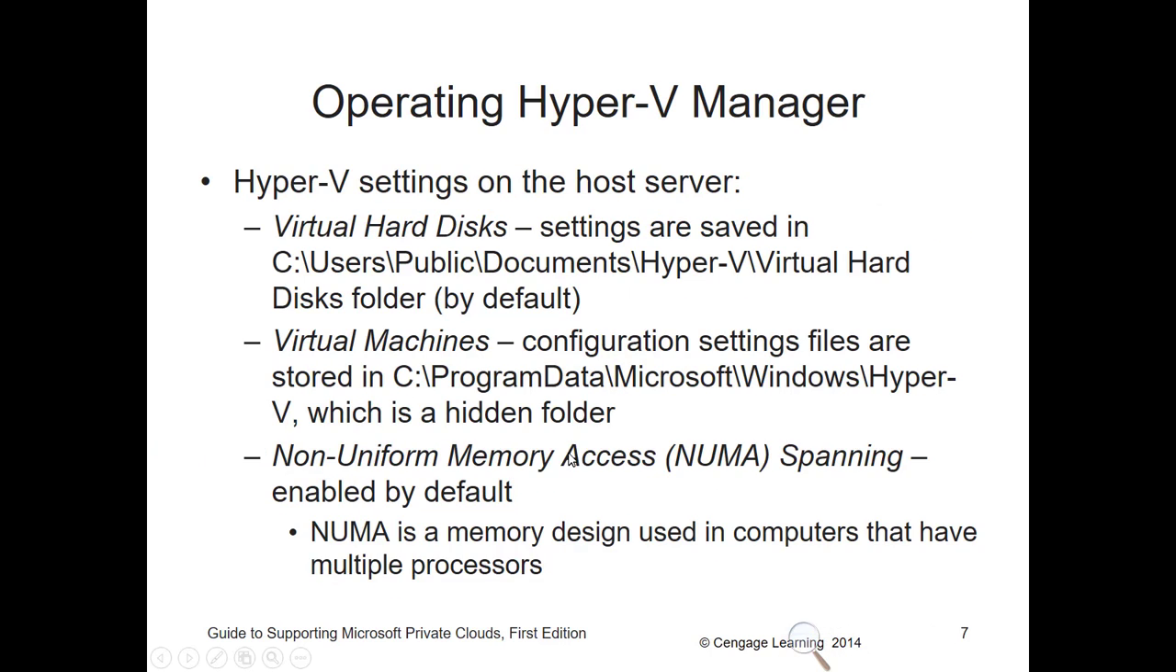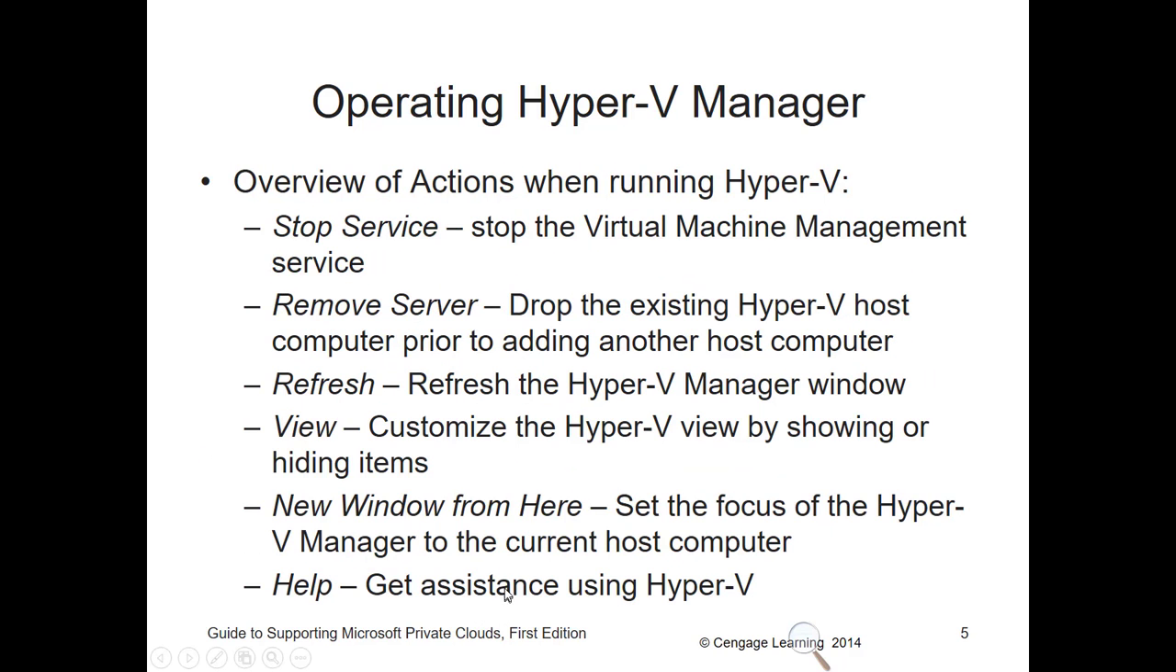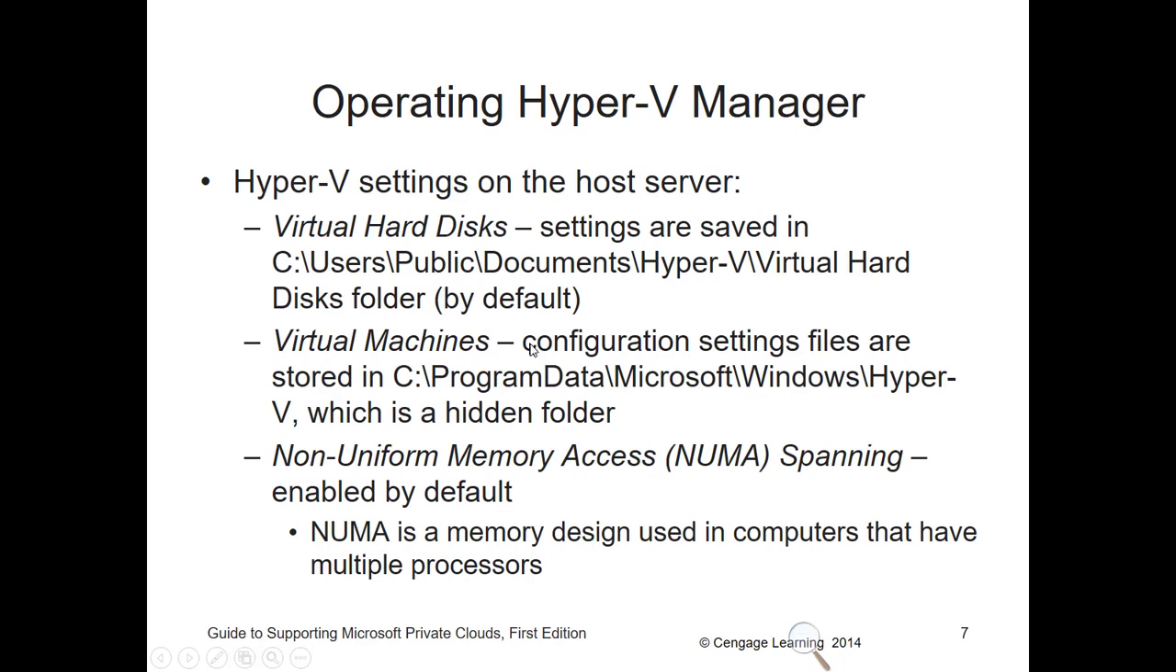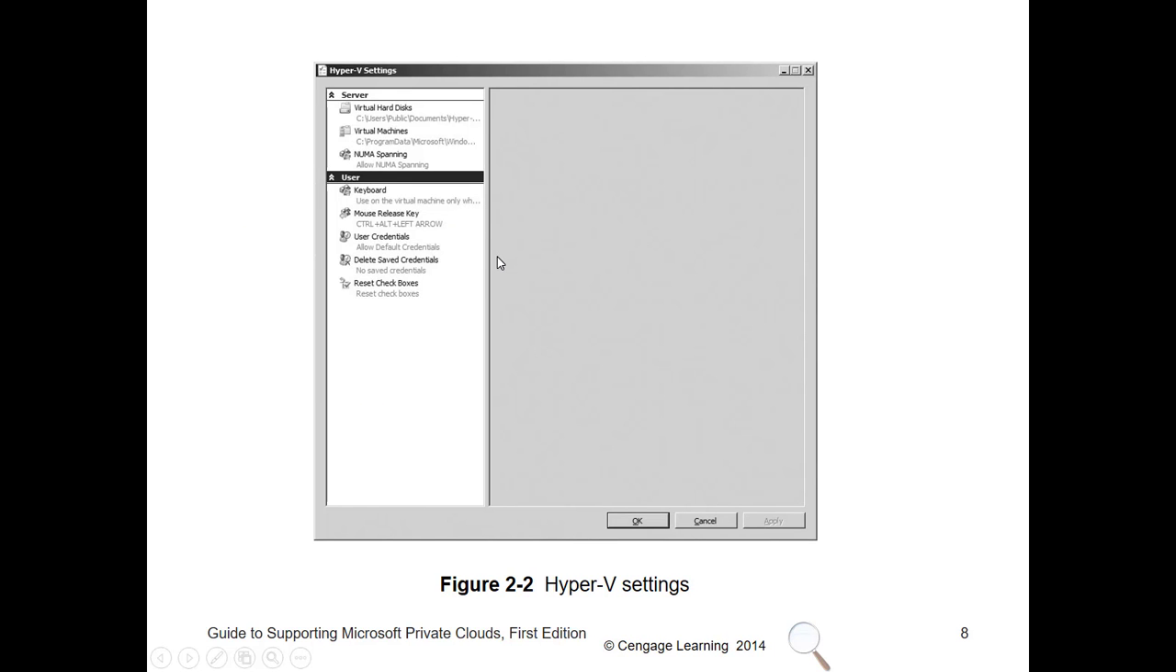So the two categories here, then we go for operating Hyper-V manager. So Hyper-V settings on the whole server: virtual hard disks settings are saved in this path, so we created that today. Virtual machines, we can create that too, and they have separate default folder paths. And then there is NUMA spanning, enabled by default. NUMA is a memory design used in computers that have multiple processors, but basically NUMA means virtual machines are trying to get more access to the memory than is given to them. But NUMA is coming as an in-depth topic as well. Right now this is a brief introduction to Hyper-V settings and overall what we are going to be using later, and this is the basis of that.